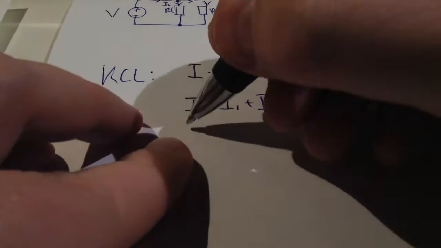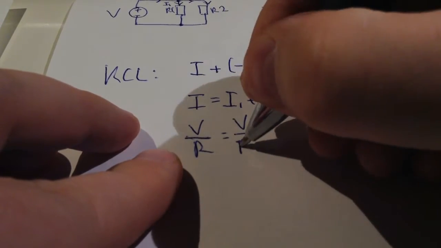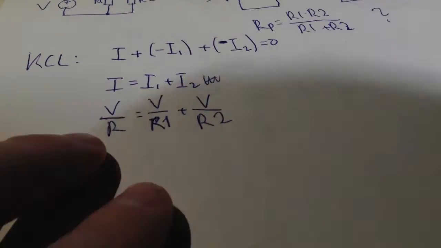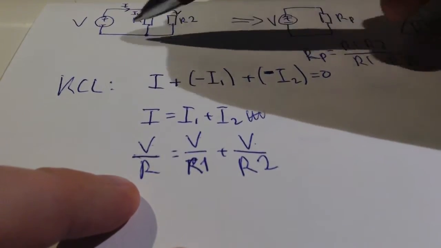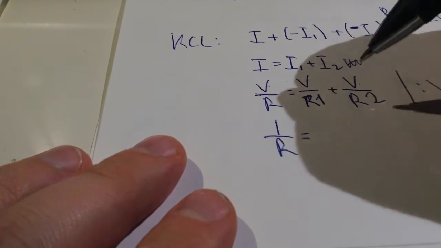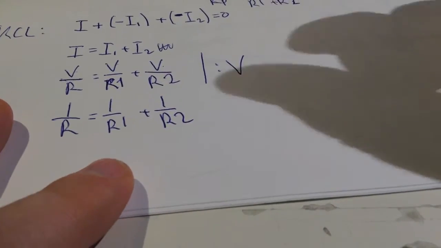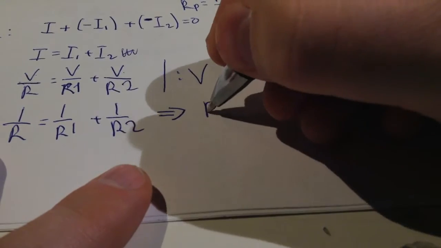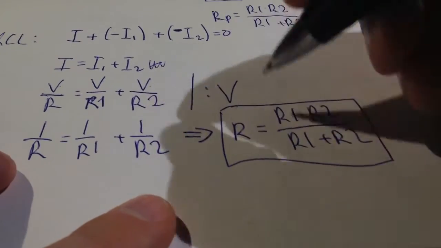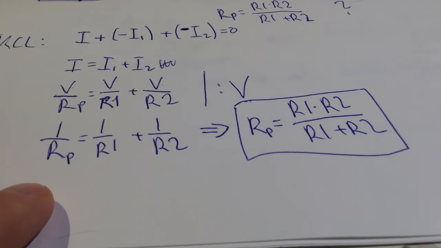And here's the trick with the current law: replace current with the voltage and resistance using the Ohm's law. And you see that the voltage is the same over all of these terms, so we can divide the whole equation by V. And then, with some magic, you get this formula. Yep, so there it is. Easy.